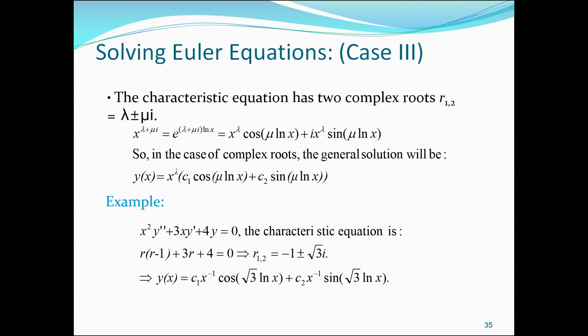The example is x squared into y double dash plus 3 into xy dash plus 4 into y equal to 0. We write the characteristic equation: r into r minus 1 plus 3r plus 4 equal to 0. The roots become minus 1 plus or minus square root of 3 i. The solution of the equation is y of x equal to c1 into 1 by x, or x power minus 1, into cos of root 3 into log x plus c2 into x power minus 1 into sin root 3 into log x.